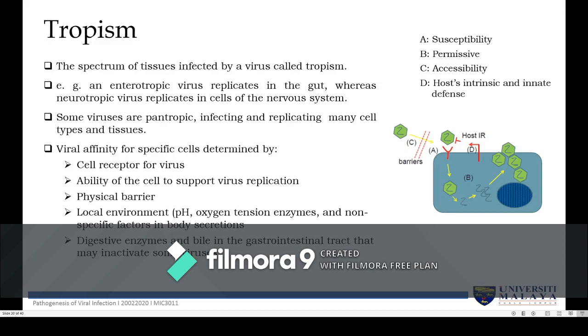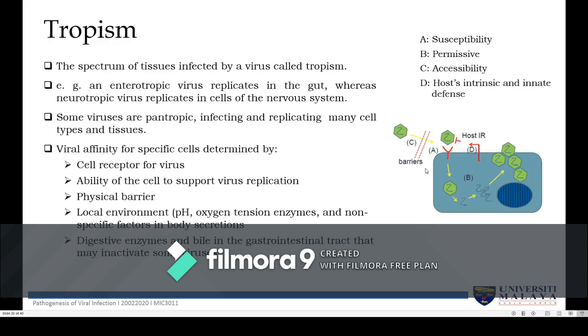And then physical barriers also play a role in the viral affinity. If there's a physical barrier such as mucosa or cilia, then it will be much harder for the virus to bind to the cells and cause an infection. And the local environment, pH, oxygen tension, enzymes, and non-specific factors also play a role. And then in the gastrointestinal tract, there are digestive enzymes and bile, which can also affect the viral affinity to the cells.